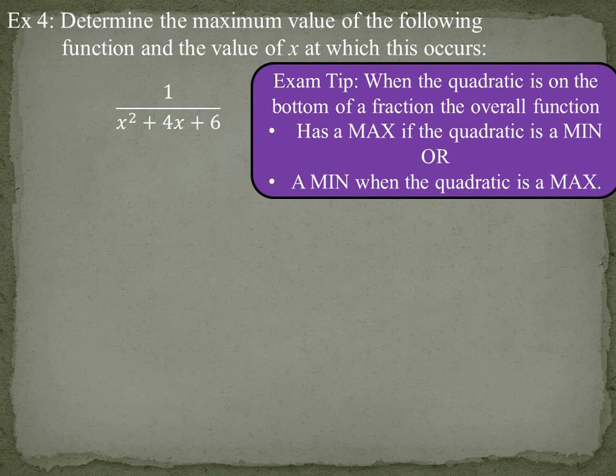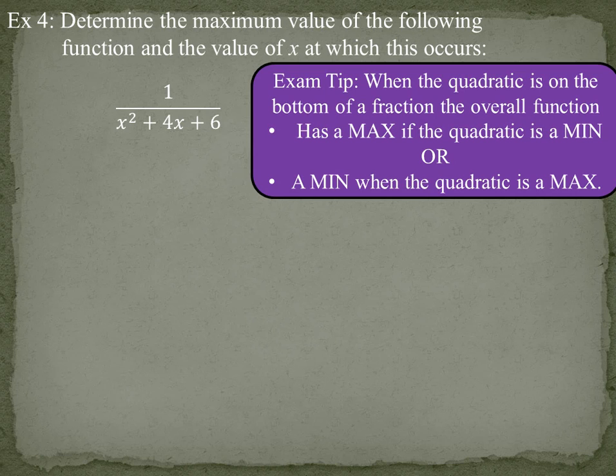When a quadratic is on the bottom of a fraction, the overall function, so the 1 over with the quadratic part of it, will have a max if the quadratic function is the minimum type, i.e. a positive x squared. Or it will have a minimum when the quadratic is a maximum quadratic, i.e. a minus x squared. So for our example, we have a positive x squared quadratic. So this function, 1 over, will maximize when our quadratic minimizes.